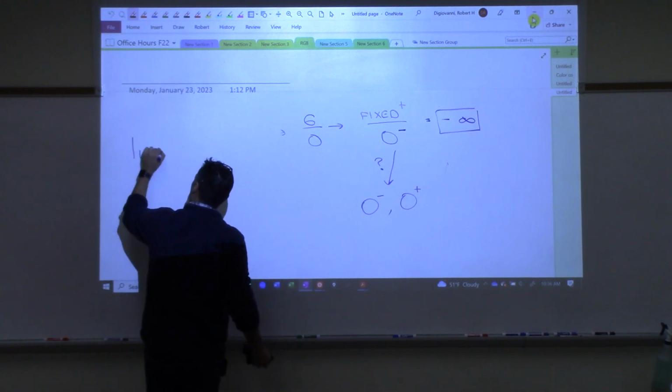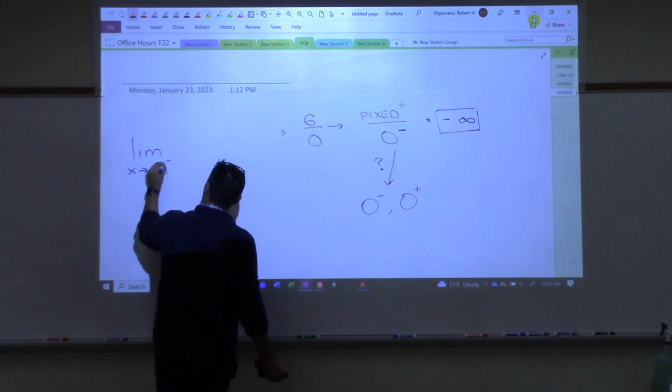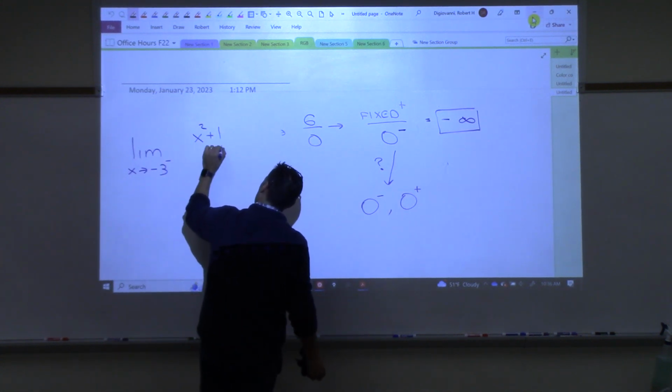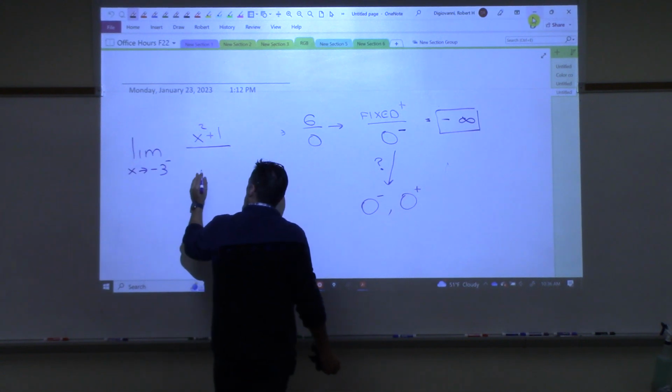Limit as x approaches -3 from the left of x squared plus 1 over x plus 3.